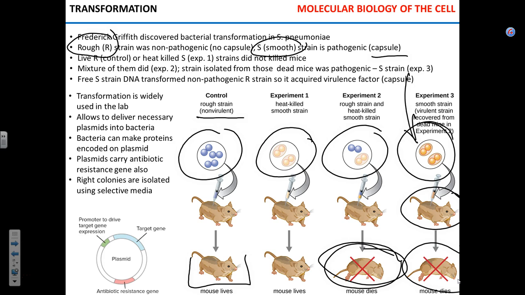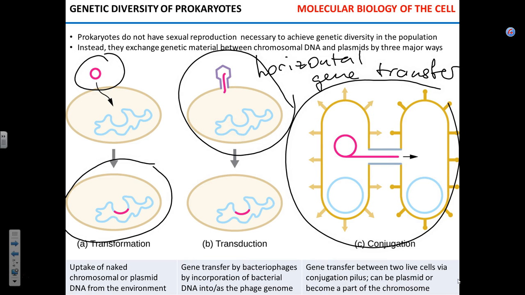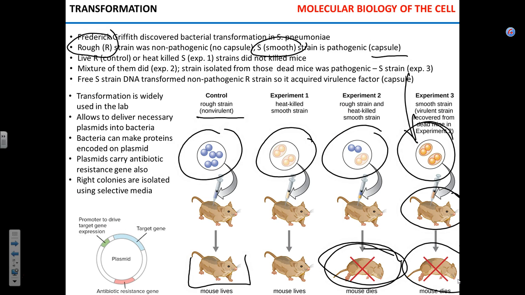Non-pathogenic strep pneumonia can uptake that DNA and either incorporate it in its own chromosome, as you can see here, or keep it in the form of plasmid as extra chromosomal DNA. Okay?